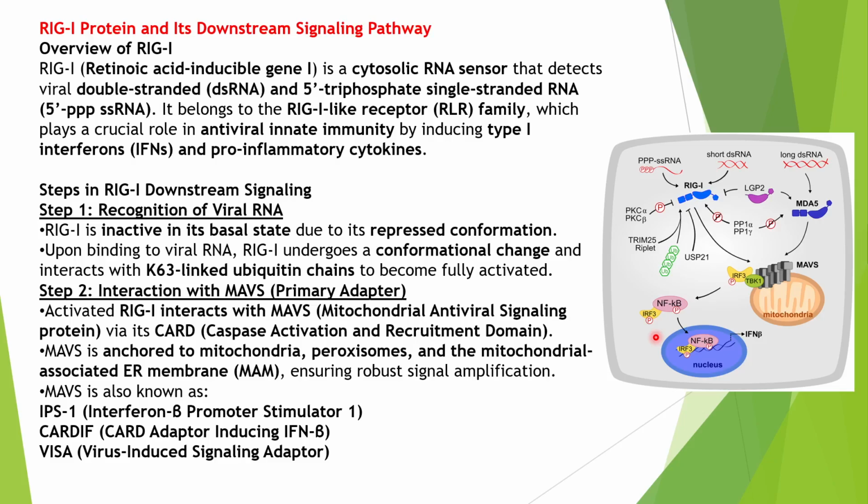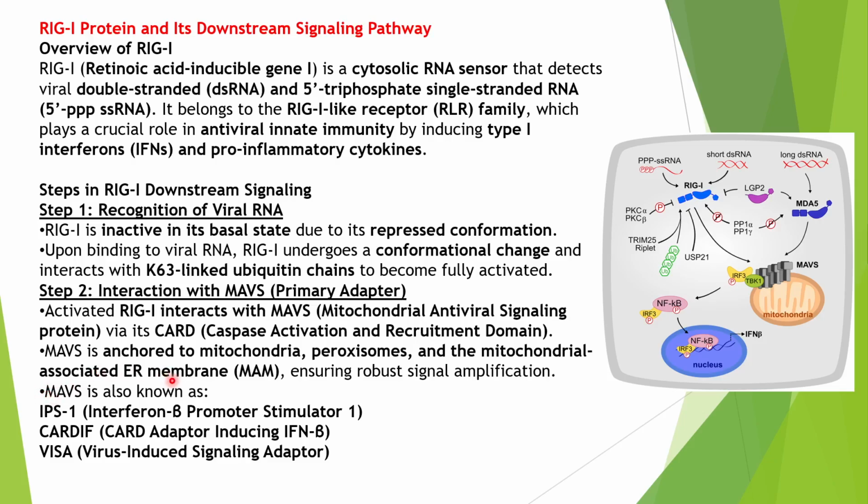So basically what I'm trying to say is all these organelles are interconnected. So several proteins which are present on one organelle, when the organelle is in interaction with another, might also be present on those. In the same way, MAVS is majorly anchored to mitochondria, but it is also present in peroxisomes and ER-mitochondria connections. Those are mitochondria associated ER membranes. So this ensures robust signal amplification.